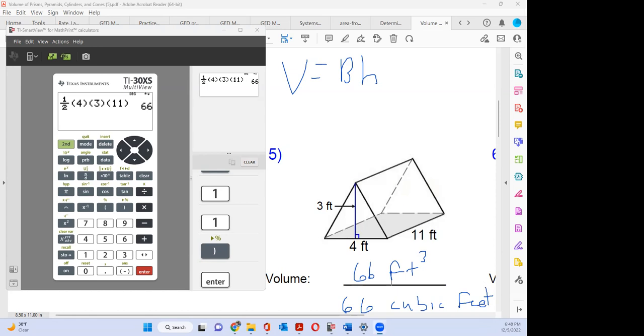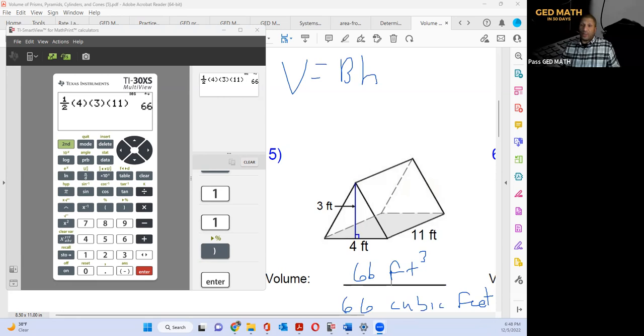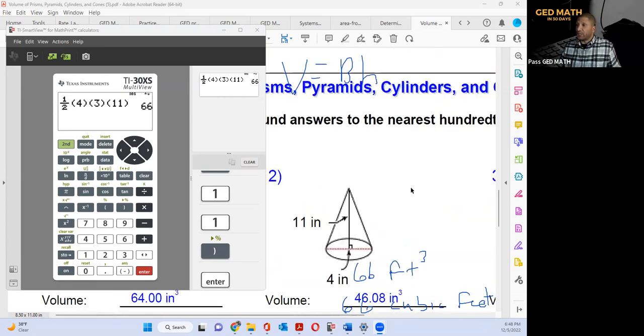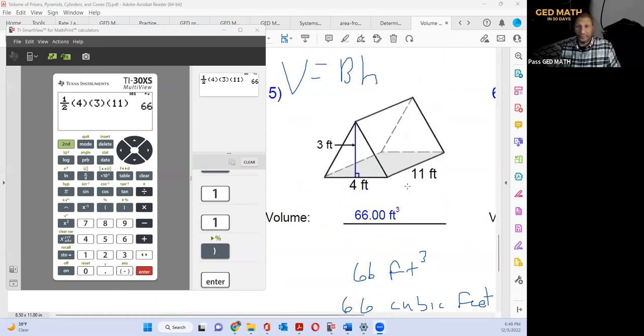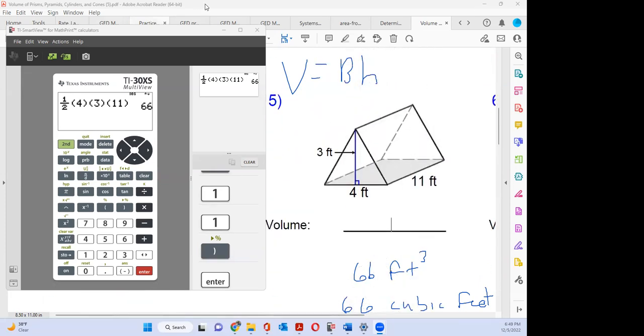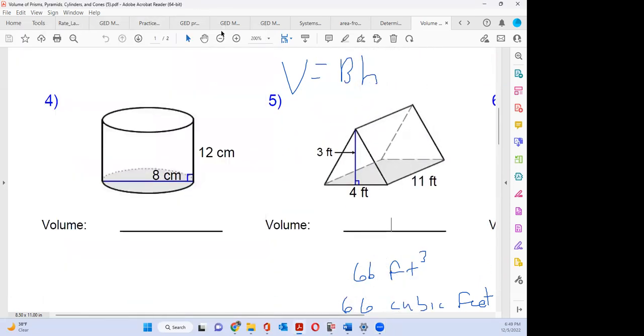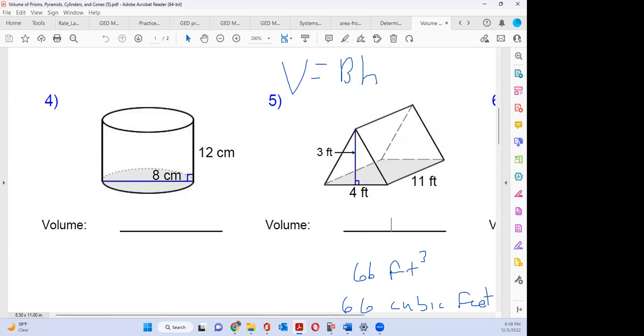Now if you want to practice, we said that was 66, right? So I'm going to send you this worksheet when I send the video. Then you go check your answers. 66. That's simple. Wait, can I ask you one more question? So the 3 feet is the height, right? Yes. And 4 feet is the base. And 11 feet is the height. Okay. It looks weird because they laid it down.